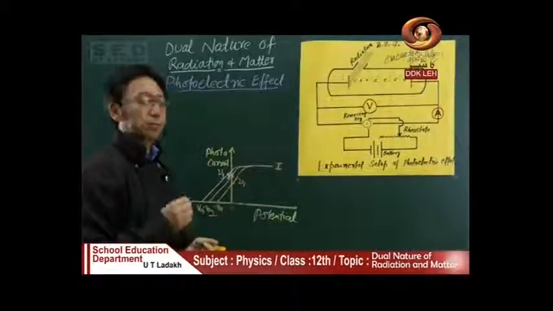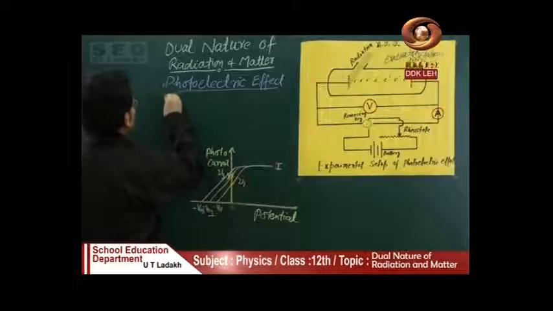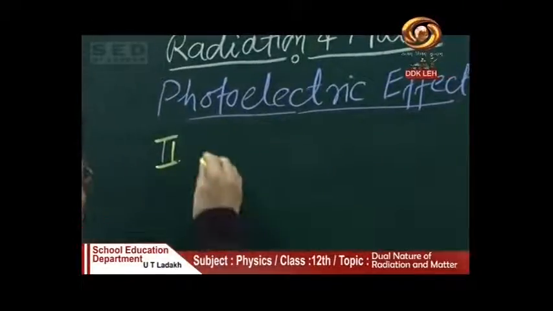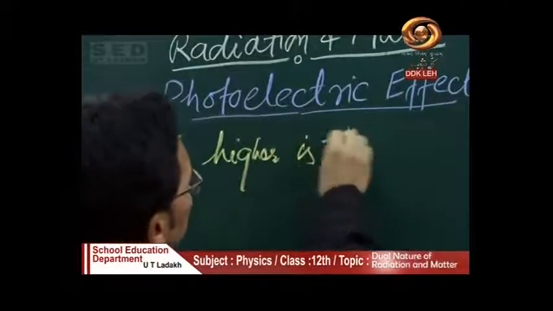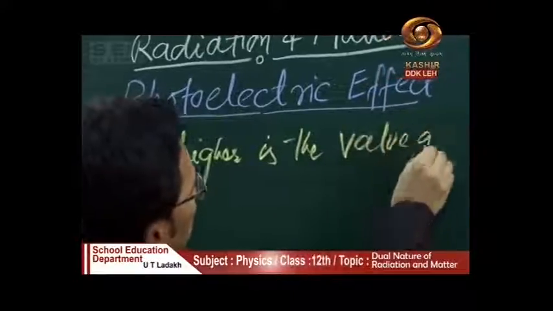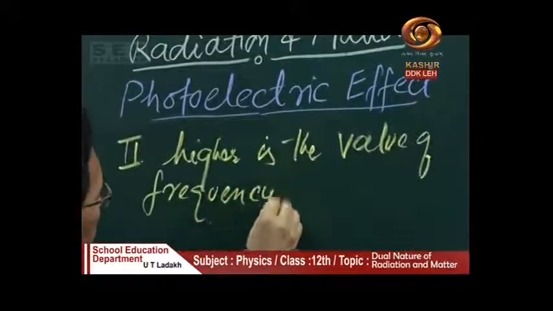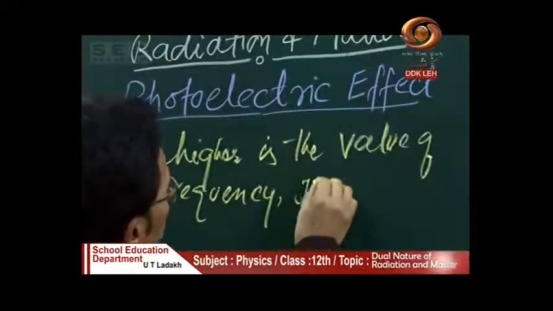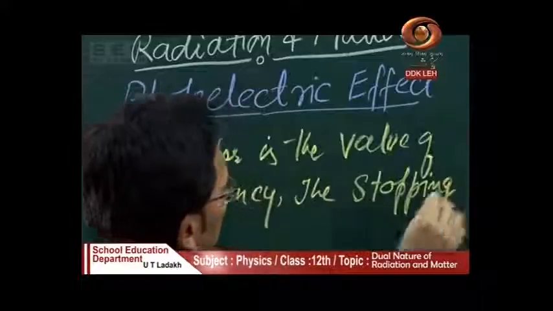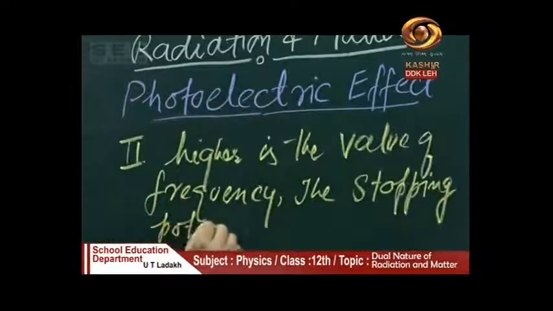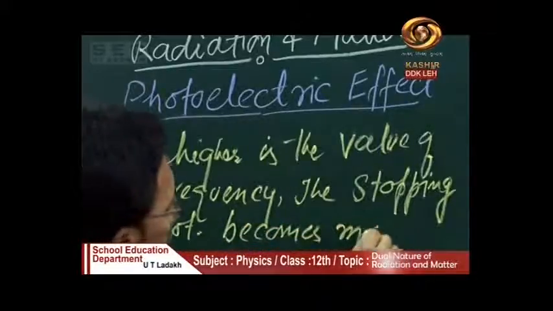Let me write the second information that we get from this experiment. So I will write here, higher is the value of frequency, the stopping potential becomes more negative.